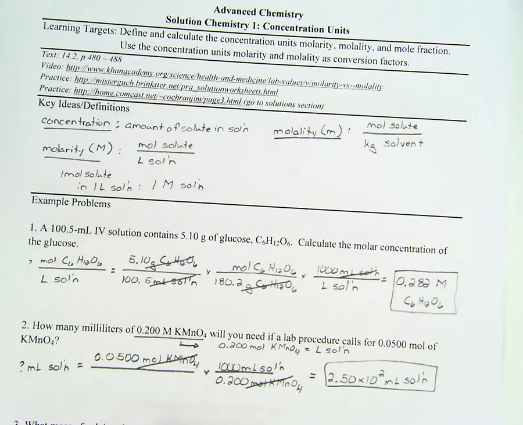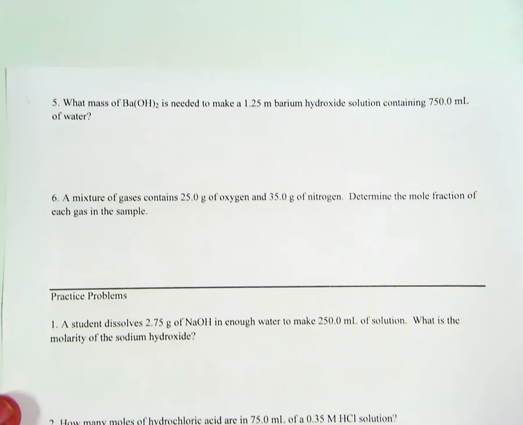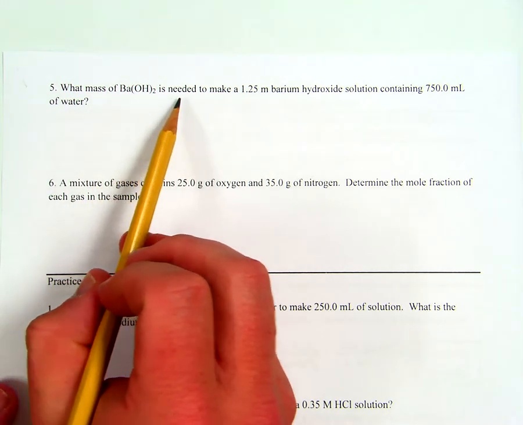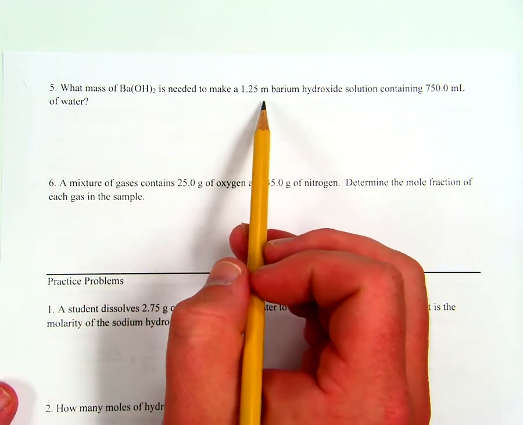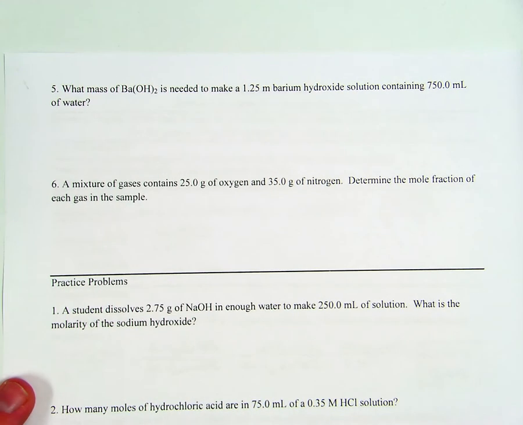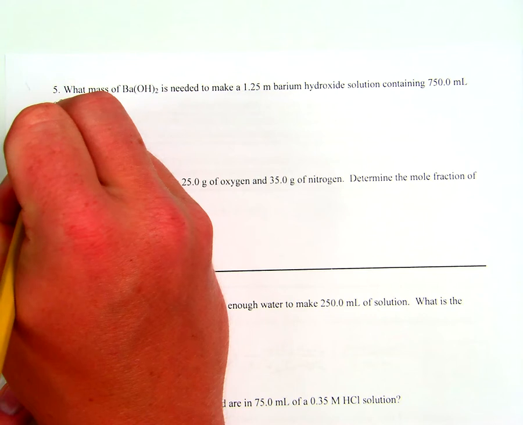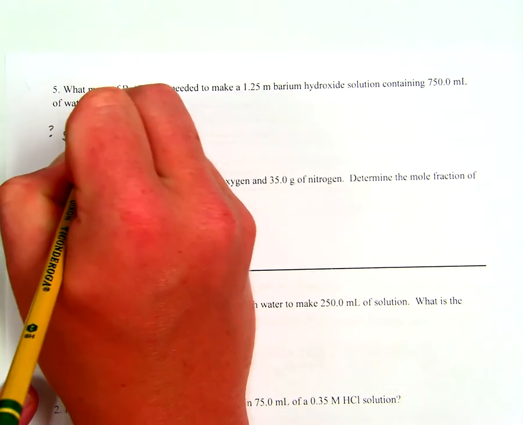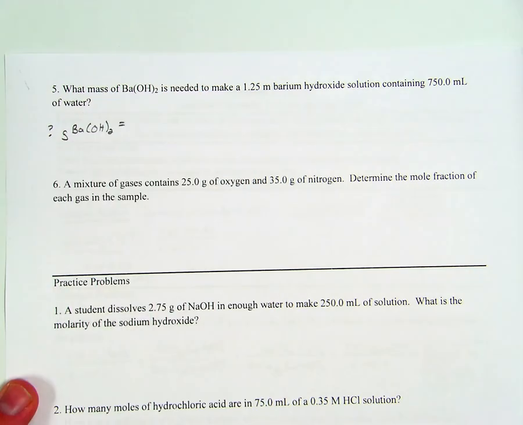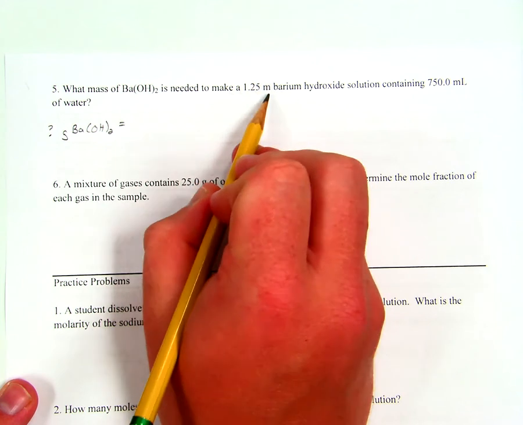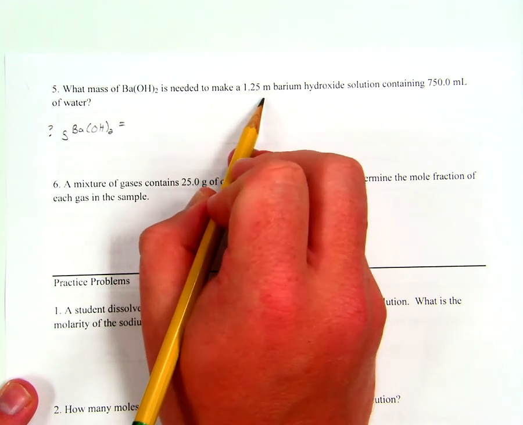So looking at our example here for the second problem with molality, we're asked what mass of barium hydroxide is needed to make a 1.25 molal, notice the lowercase m there, barium hydroxide solution containing 750 milliliters of water. So we're looking for a mass, and again, we could probably say that's going to be grams. So how many grams of BaOH2 would we need in order to make a solution? Here's our concentration. Again, that's a conversion factor, so I don't really want to start with that. So I'm going to start with our 750 milliliters of water.